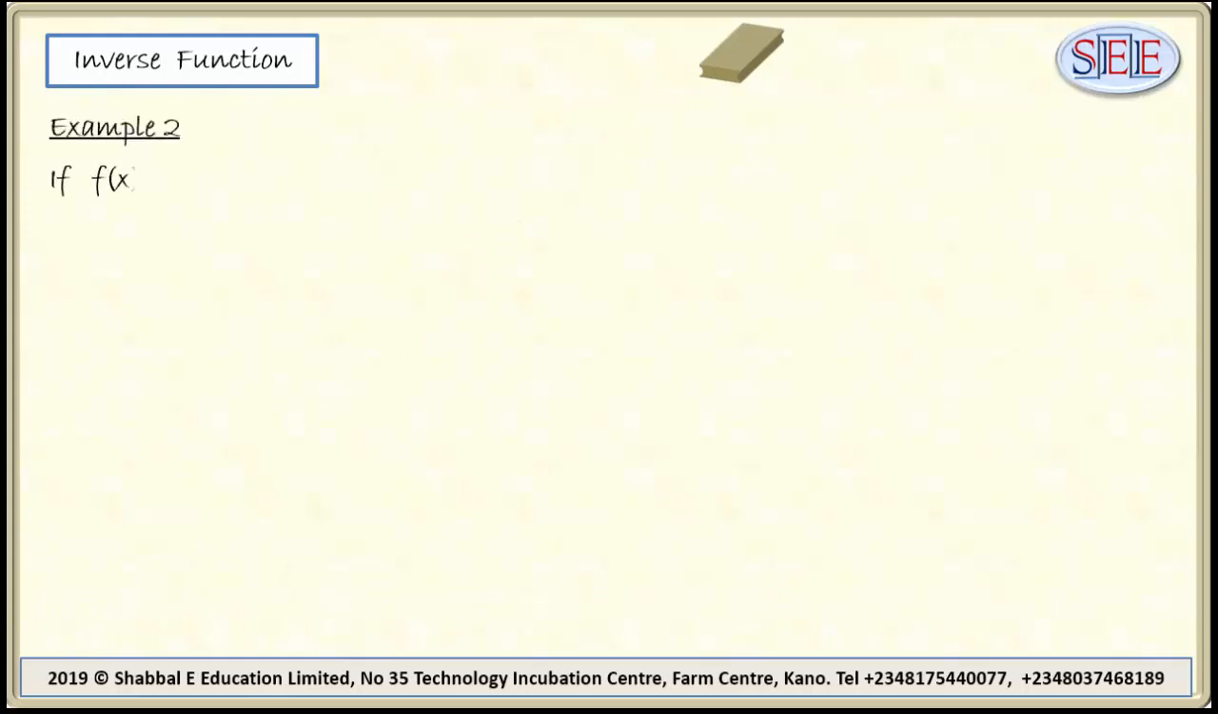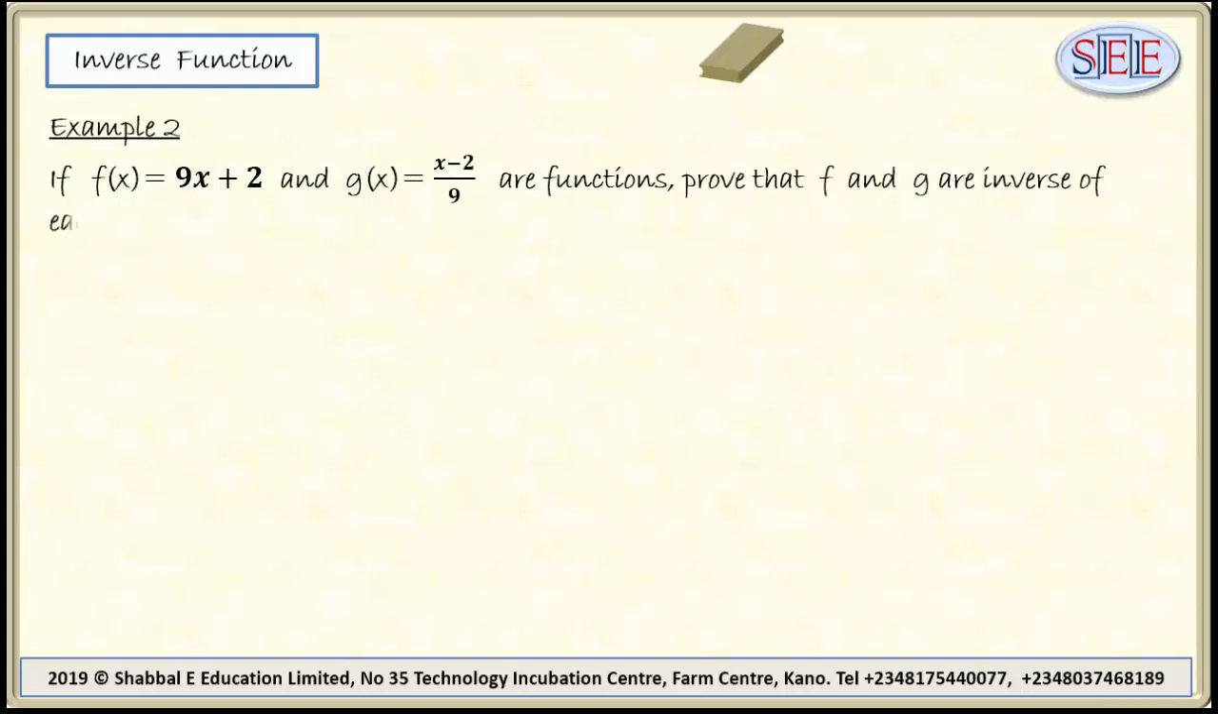Another example, it says if f of x equals 9x plus 2 and g of x equals x minus 2 all over 9, and these are functions. The question asked is to prove that the function f and the function g are inverses of each other. Solution to this problem: what we are requested to do is to show that the inverse of f is exactly the same thing as the function g, and the inverse of the function g is exactly the same thing as the function f.